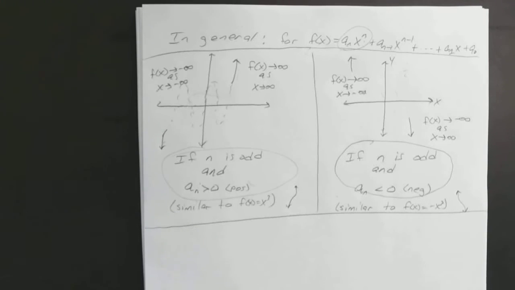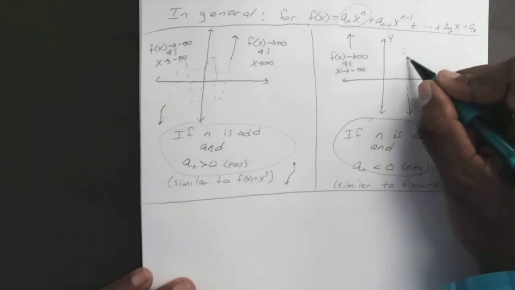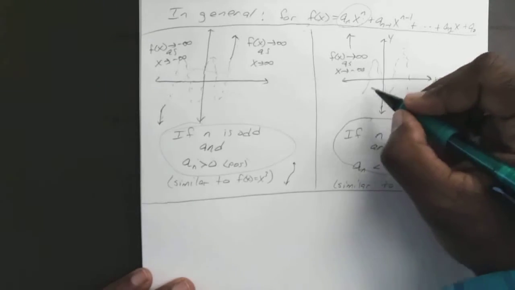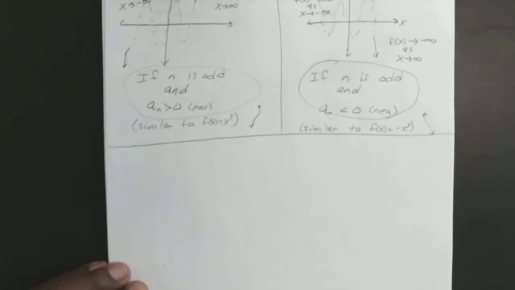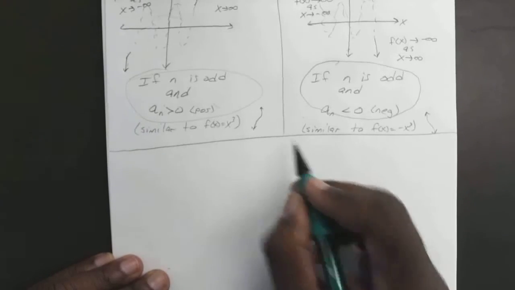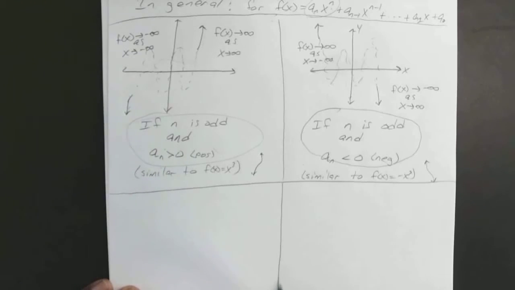Okay, so these are just when you have odd exponents. Now which direction the endpoint goes is strictly based on what's in front of that highest degree, whether it's positive or negative. Inside of here, it can look like anything at all. Now, when it's even, it's a different look.